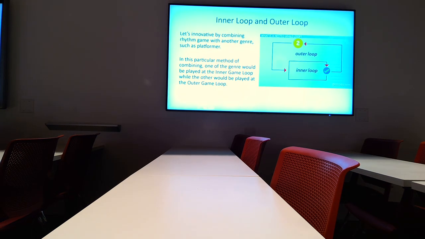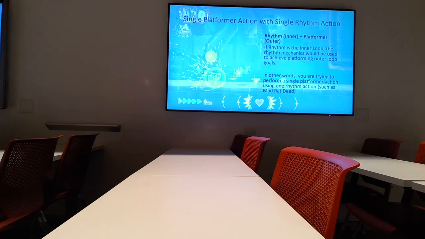So what we were suggesting is that they combine different genres together using the idea of an inner loop and an outer loop. One genre will be played as the inner loop while the other will be the outer game loop. What does that mean? If we have the rhythm game as an inner loop and platformer as the outer loop, that means the rhythm mechanic will be used to achieve platforming outer loop goals.